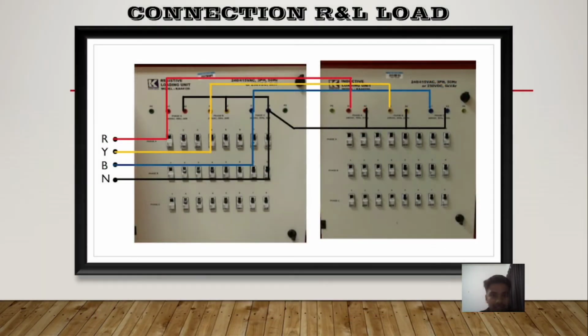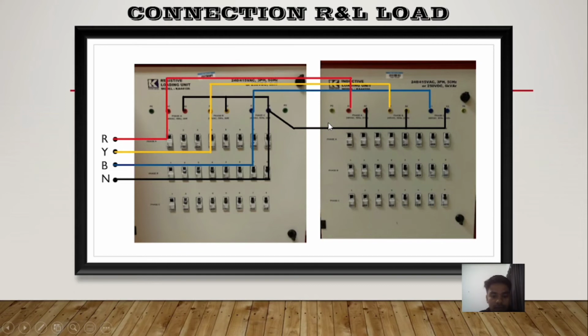Okay, next for the connection of the resistive and inductive load. As you can see here, we connect in parallel between these two loading units. From the red, go to the resistive loading unit and go to the inductive loading unit. Same with the yellow and blue. Next for the neutral, we are looping face to face, from the resistive unit to the inductive loading unit.